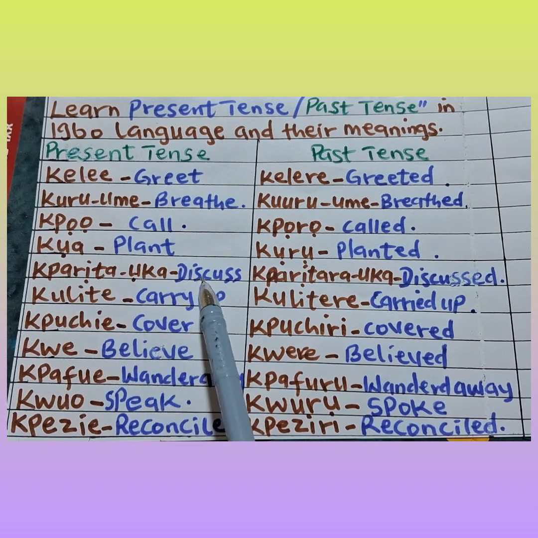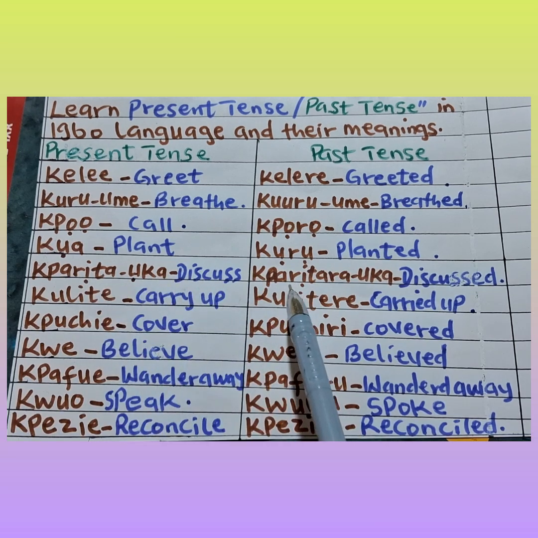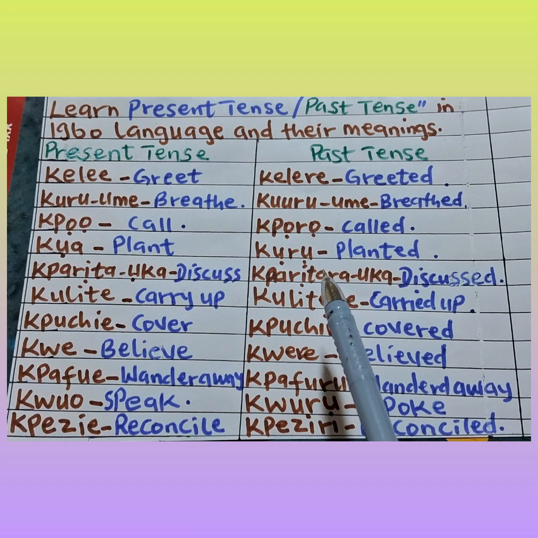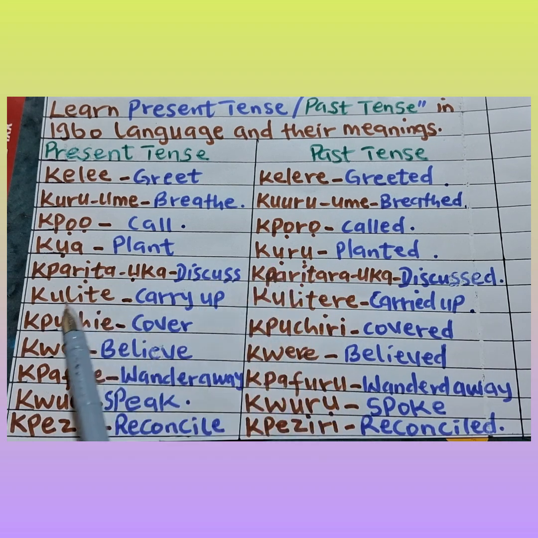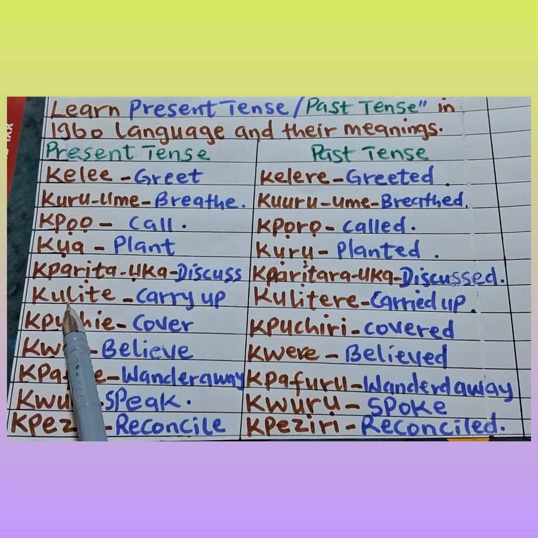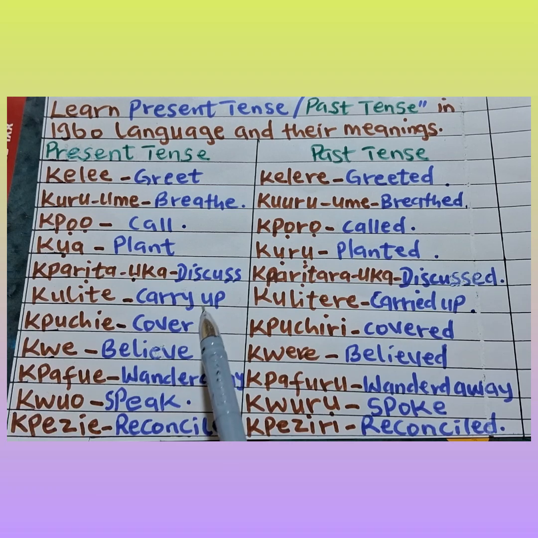Parita oka, discuss. Past tense of parita oka is paritara oka, discussed. That is to discuss something with someone. Kulite, carry up. We use this especially when we want to carry a baby. We tell the person kulite, meaning carry up.